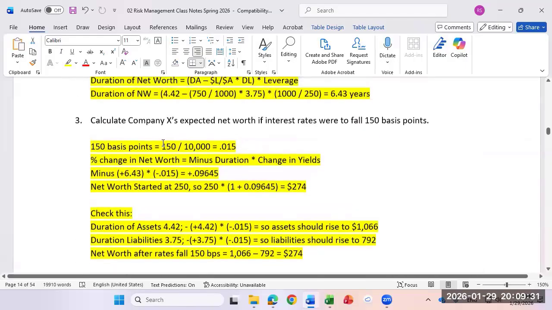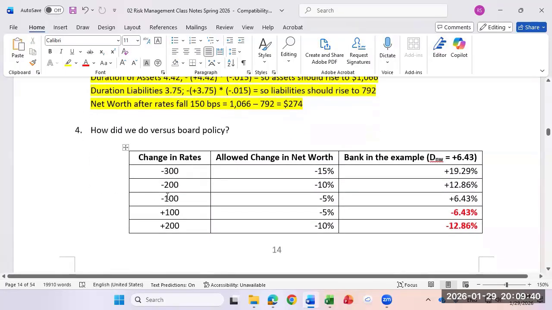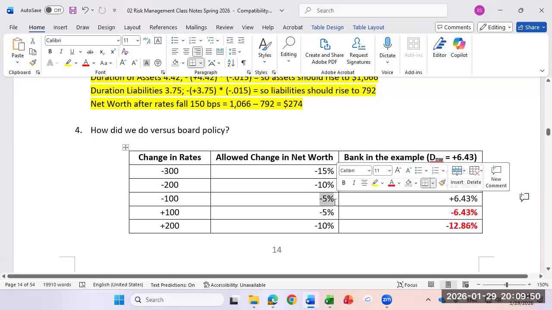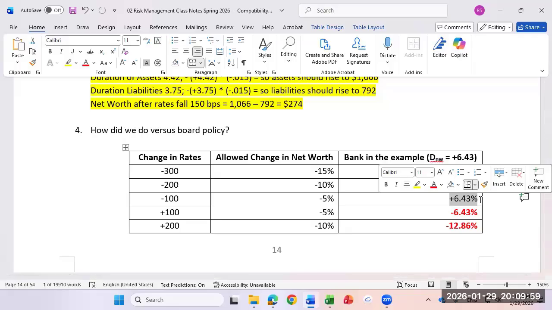Right? You would take minus 6.43 times 0.01, right? Rates fall, minus 0.01. Your net worth would go up 6.43%. Did they meet the board policy? The board says, hey, if rates fall, your net worth can't fall more than 5%. Their net worth actually goes up 6.43%. They're in good shape. Now, overall, do they pass?